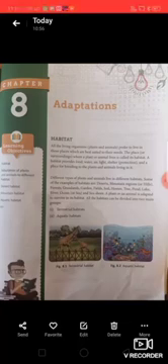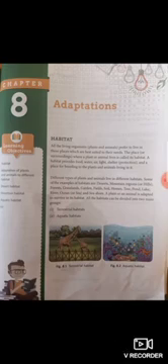Good morning everyone. Today we are going to start with chapter number 8, Adaptations. So what is the meaning of adaptation? First we are going to discuss that. As we know, children, adaptation means when the organism is able to adapt in a particular environment. That capability of adjusting in a particular environment is called adaptation.